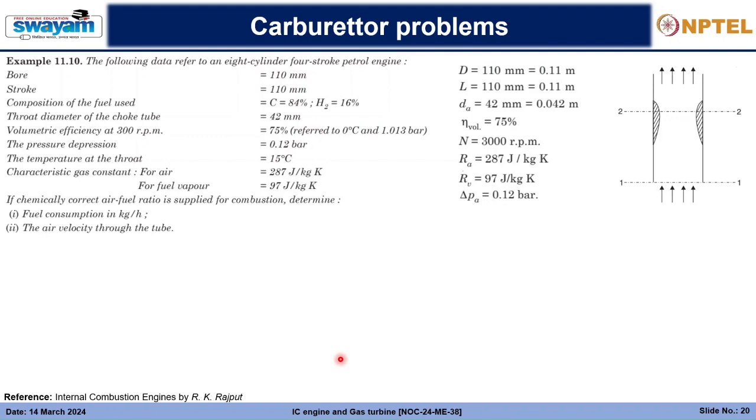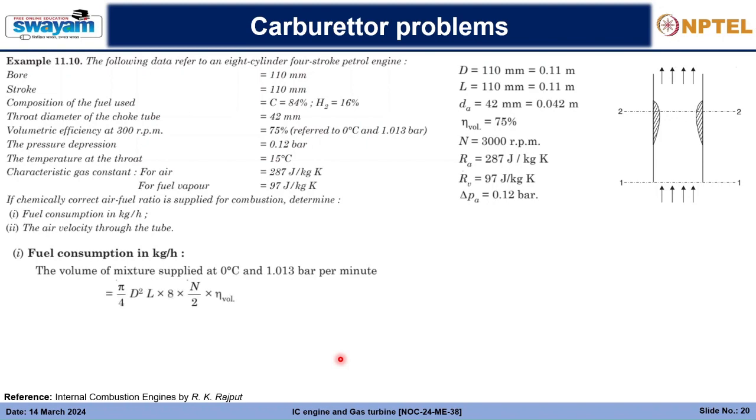Okay, then let us try to solve this problem. First, for the fuel consumption in kg per hour, we need to calculate the volume of mixture supplied at 0 degree Celsius and 1 bar per minute. That will be based on the bore diameter, the stroke length, the RPM, and also the volumetric efficiency. And why 8? Because it's an 8 cylinder engine.